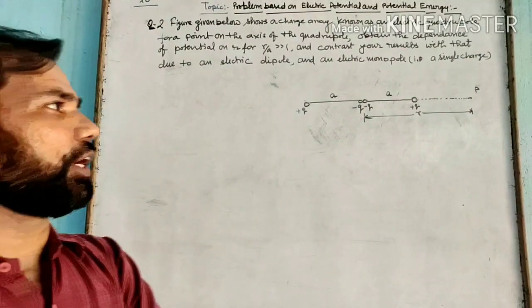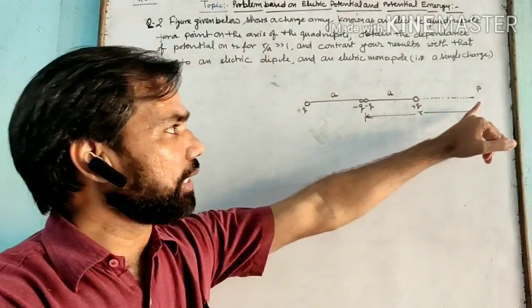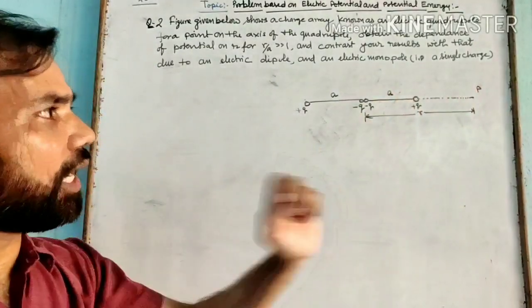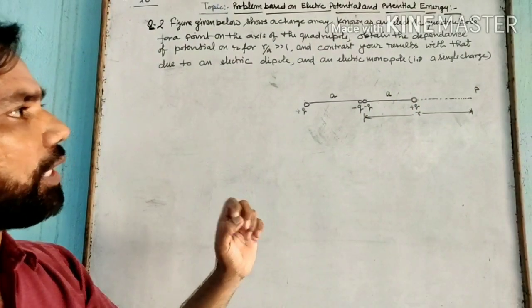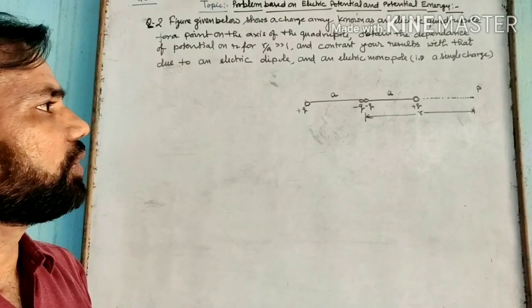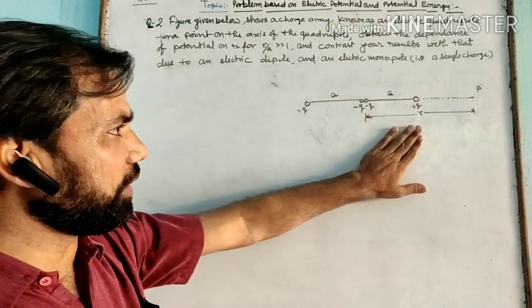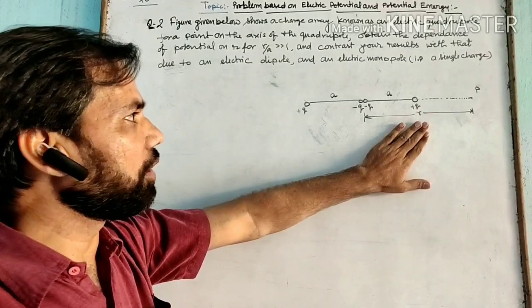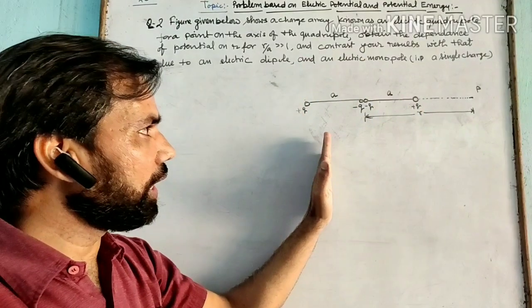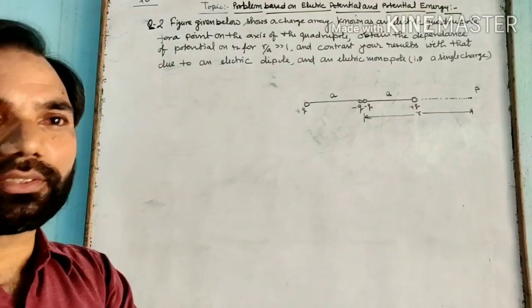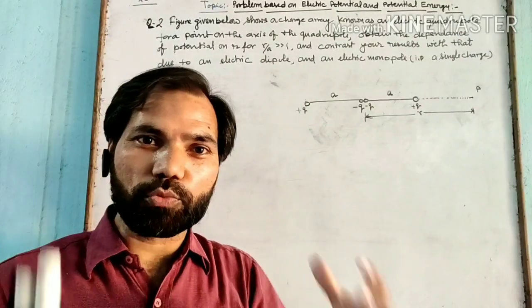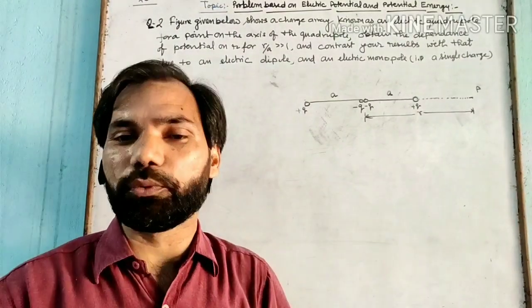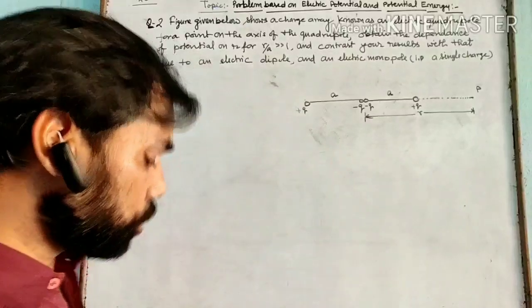We have to find out in the given problem the electric potential in terms of R, and we have to compare our result with the electric potential in terms of R because of an electric dipole and because of a single point charge. This is our problem which we want to explain to you. Okay, let us do this.